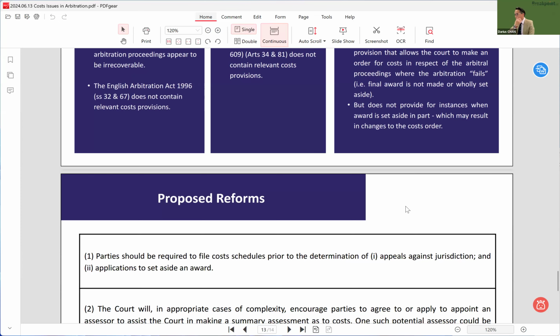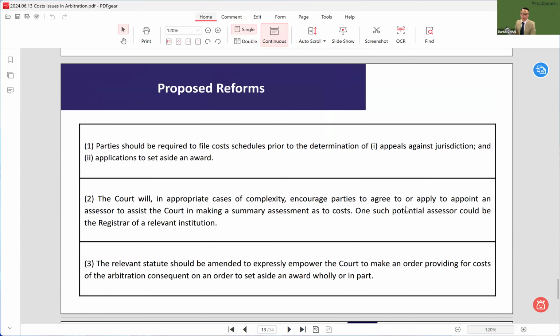So moving on to my last slide, proposed reforms. Again, this wouldn't surprise any one of us. The proposed reforms that have been suggested is that parties will file cost schedules together with the setting aside application, right? The court will appoint cost assessors who are more attuned with the legal traditions of the two parties. And the final one would be amending the statute to make clear that the court has the power to grant the cost of the arbitration in these two situations that are being discussed.